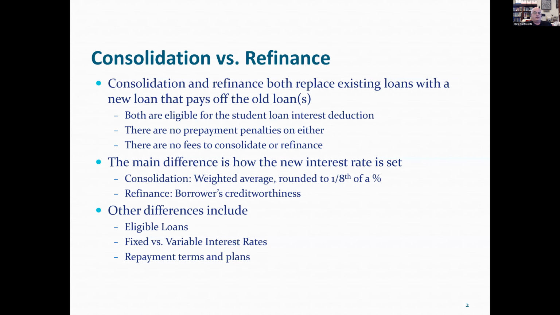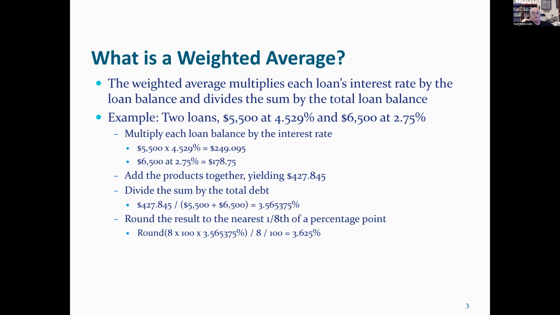Now, we said that the interest rate on a federal loan is based on the weighted average of the interest rates on the old loans. So what exactly is this? When you calculate the weighted average, you're taking each loan's interest rate and multiplying it by the corresponding loan amount, and then dividing the sum of all those products by the total debt. So it's essentially having each loan's interest rate contribute to the weighted average in proportion to the loan's percentage of the total debt.